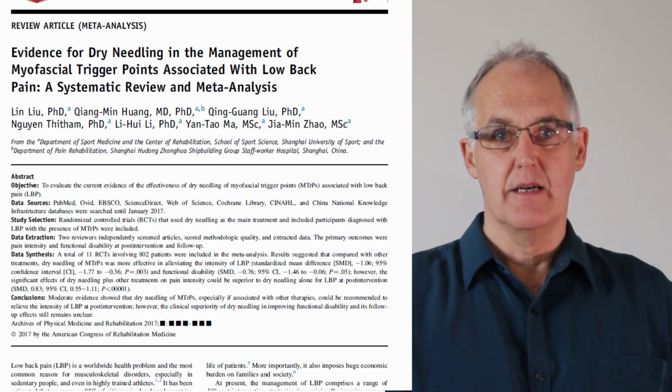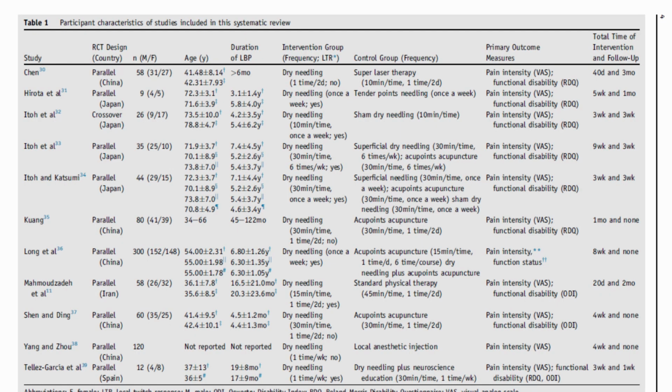I'll show you what I mean. This is a review of trials of dry needling trigger points, and here is a summary table. If you look at the column intervention group, you can see what they did, and the final column shows how long they did it for. For example, if we look at the second listing, it says they used dry needling once a week for 5 weeks. If we look at the second last column, it says primary outcome measures. That's what they measured. You can see that pretty well all the trials did pain intensity VAS and functional disability RDQ.